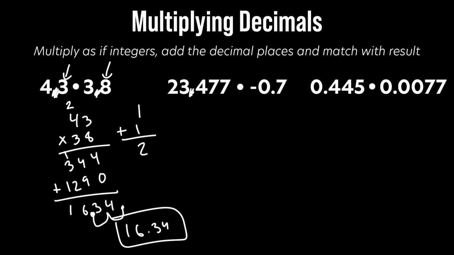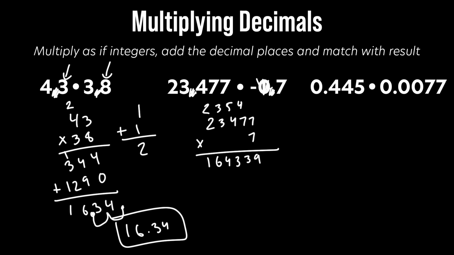So again, we disregard the decimal points on both numbers and we multiply. Now negative 0.7, since the decimal point is removed, it's just negative 7. Here it is multiplied out, 164,339. Now let's add the decimal places. So we have 1, 2, 3, 4. And so our decimal point, if we start it at the very right hand side of the whole number, we'd move it 1, 2, 3, 4.